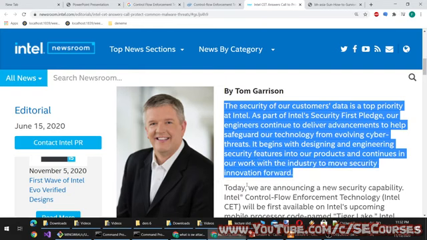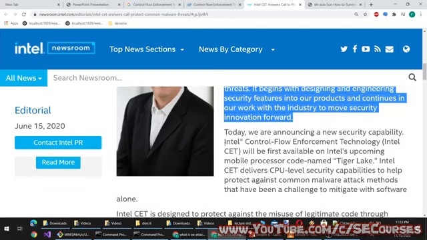The security of our customers' data is a top priority at Intel. As part of Intel's Security First pledge, our engineers continue to deliver advancements to help safeguard our technology from evolving cyber threats. It begins with designing and engineering security features into our products and continues in our work with the industry to move security innovation forward.